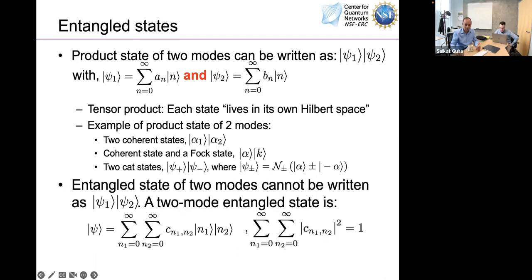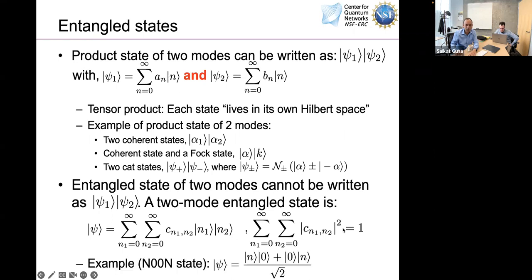And for example, a general state of 2 modes, which is a superposition of the first mode being in the Fock state N1 and the second mode being in Fock state N2. Most of these states do not factor into the state of 2 modes. And one of the examples that happen a lot in quantum optics is the NOON state of 2 modes, where either the first mode has n photons and the second mode is vacuum, or vice versa. And these NOON states are a good resource for phase estimation.